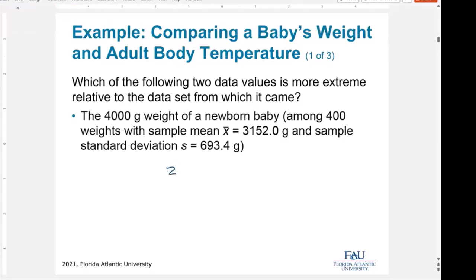Our Z-score is going to be equal to X minus X bar over S, which is equal to, our X value is 4,000 grams. Our X bar is 3,152 grams. And we're going to divide that by 693.4 grams. I get 1.22. That's my Z-score for this newborn baby who weighs 4,000 grams.